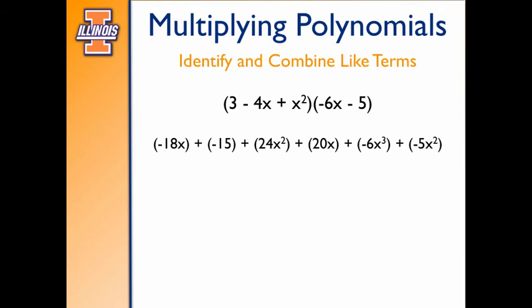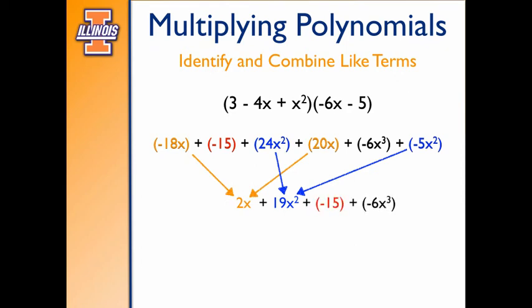Now I identify all my like terms and I combine them. So looking at this expression, I see I've got two sets of like terms. I've got negative 18x and positive 20x. I've also got 24x squared and negative 5x squared. So I start by combining the x family. I get 2x. Then I combine the x squared family and I get positive 19x squared. I bring down the remaining terms, the negative 15 and the negative 6x to the third.